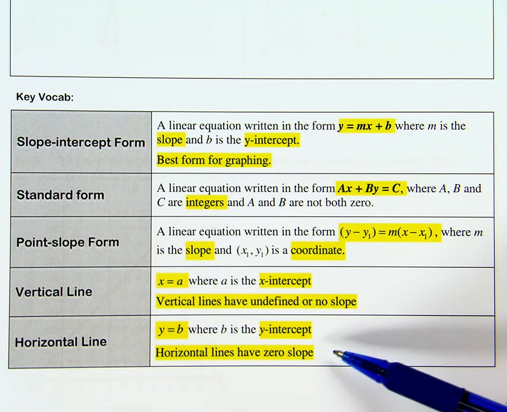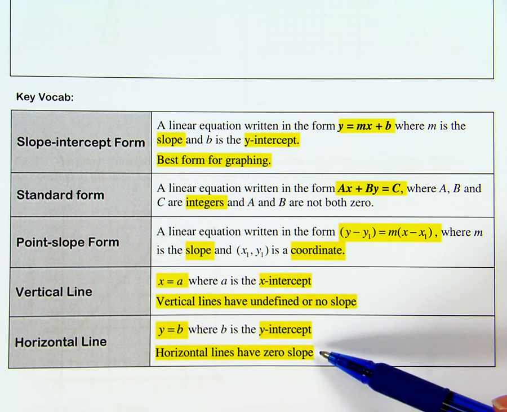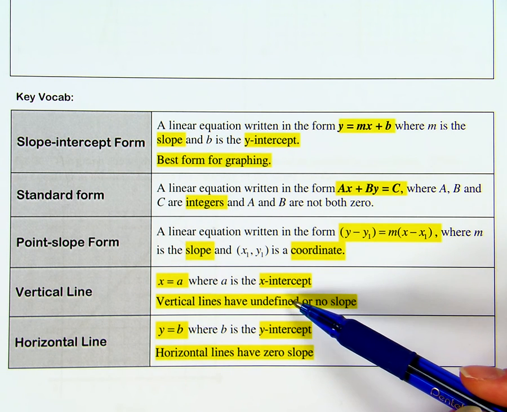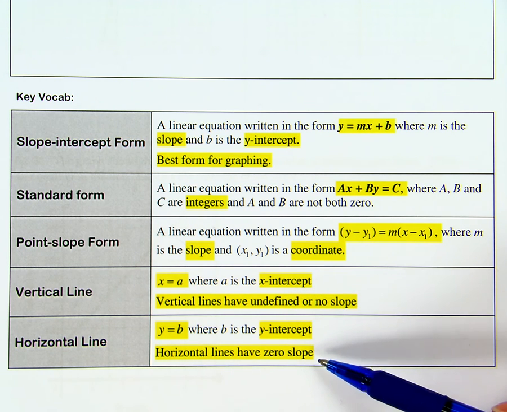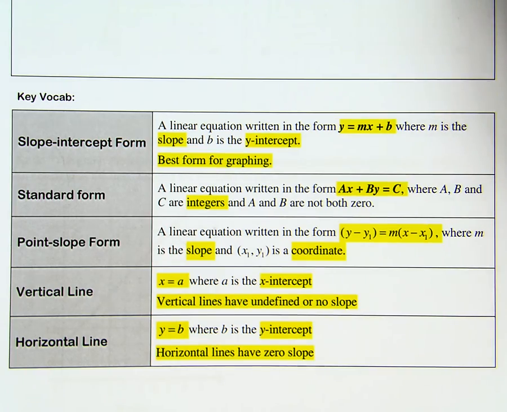Now be careful not to get these mixed up. No slope and 0 slope are 2 different things. No slope means undefined. It goes with the vertical line, where 0 slope goes with the horizontal line. Alright guys, we have all of our terms. Let's take a look at the examples on the next page.